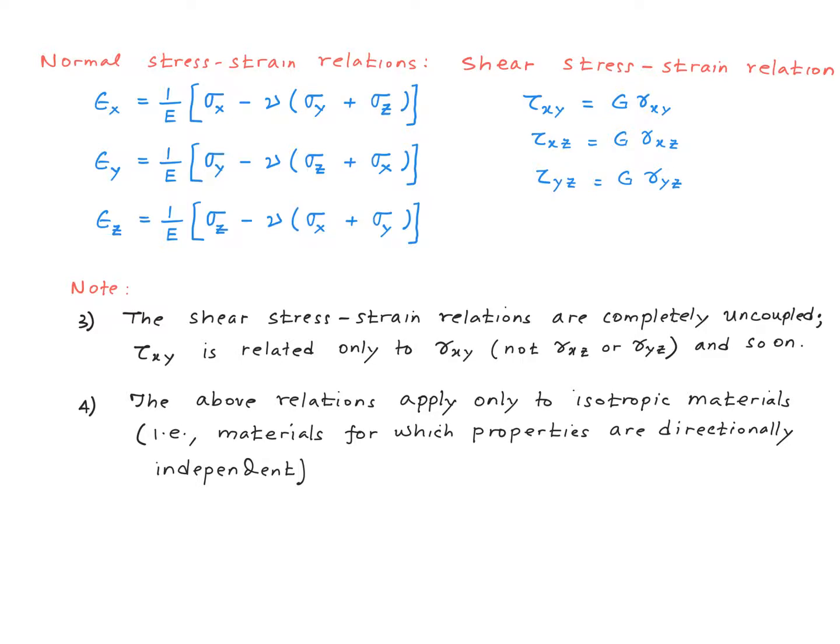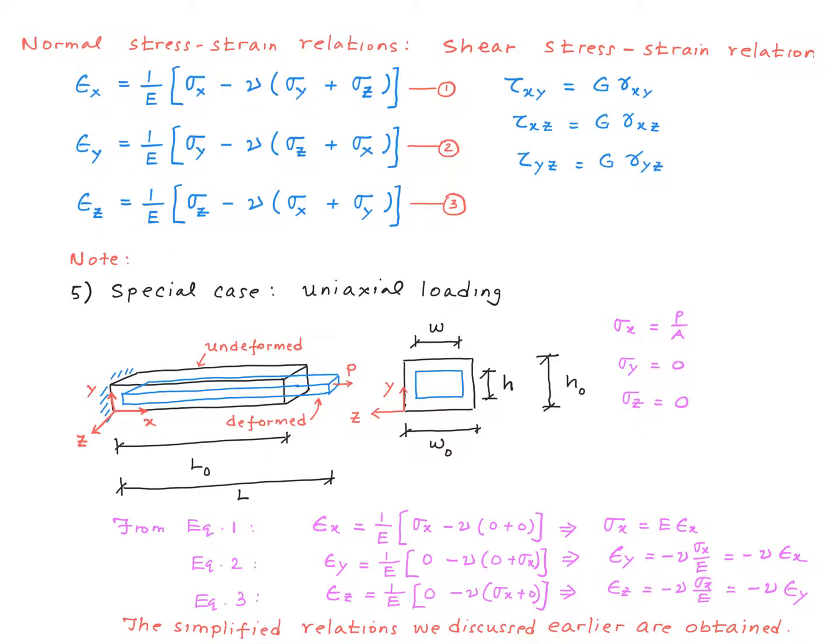These are materials for which properties are directionally independent. If you do have anisotropic materials, there's going to be Young's modulus in each of the 3 directions. There's going to be E1, E2, E3, and so on. The same thing applies for Poisson ratio and the shear modulus. So the overall relations are going to be a lot more complicated. There's going to be a lot more material parameters involved in the relations. Finally, let's convince ourselves that the simplified relations we discussed earlier are actually embedded within these generalized relations.